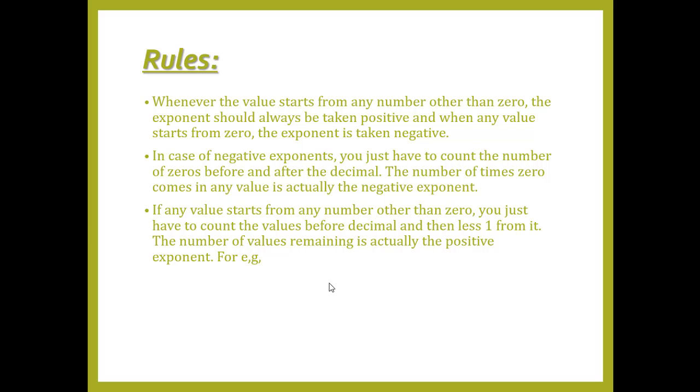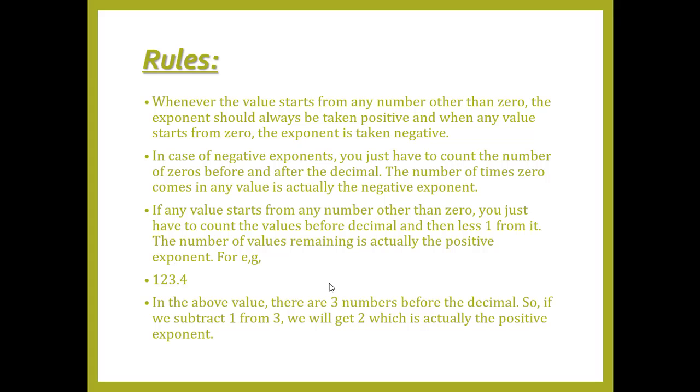Number 3, if any value starts from any number other than 0, you just have to count the values before the decimal and then subtract one from it. The number remaining is actually the positive exponent. For example, we have the value 123.4. In this value, there are 3 numbers before the decimal, so if we subtract 1 from 3, we get 2, which is the positive exponent. Let us learn this with some examples.